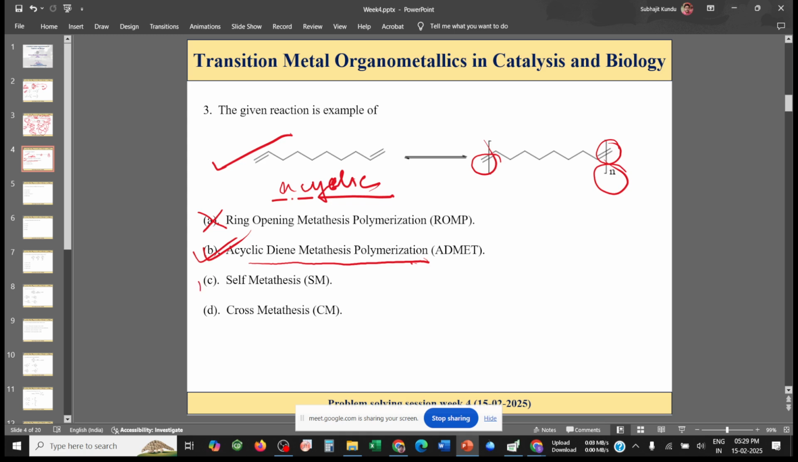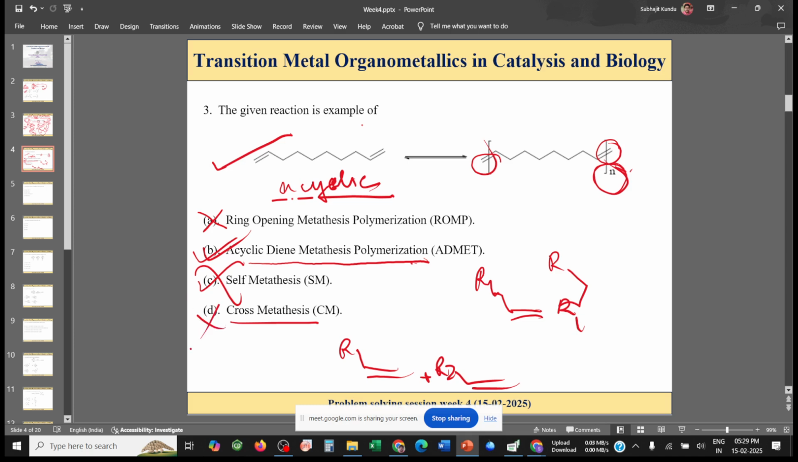Next we have the self metathesis reaction. No, because self metathesis reaction we have already seen. This is the self metathesis giving the product R1 R1. This is a kind of polymerization reaction, so this is not self metathesis. Also the cross metathesis, no, because we have only one substrate. In the cross metathesis reaction we should have at least two substrates. So this is not a cross metathesis reaction.